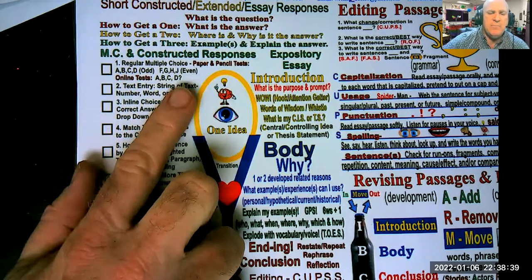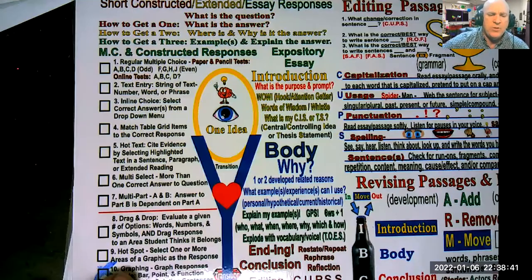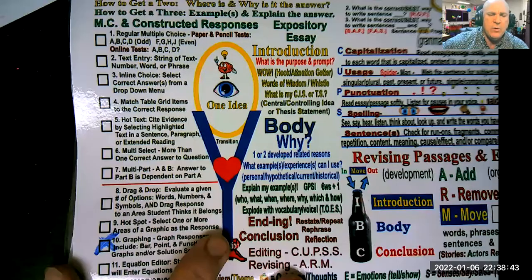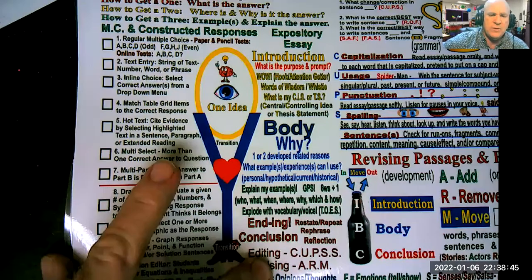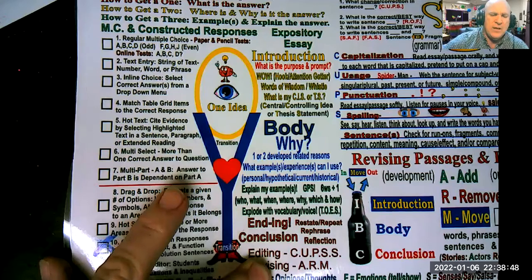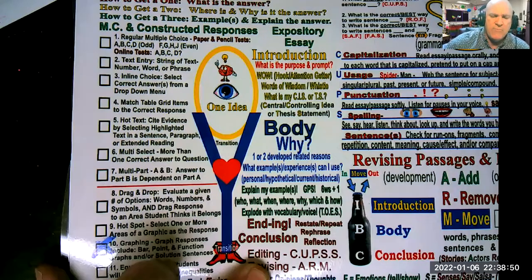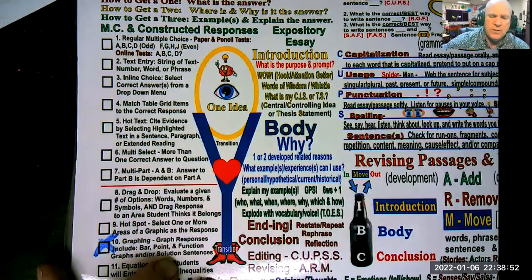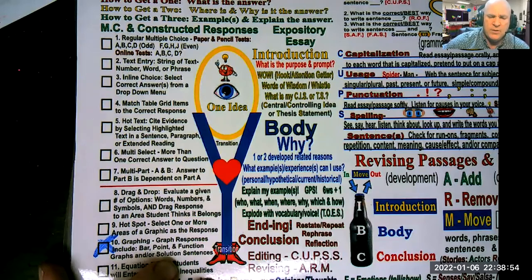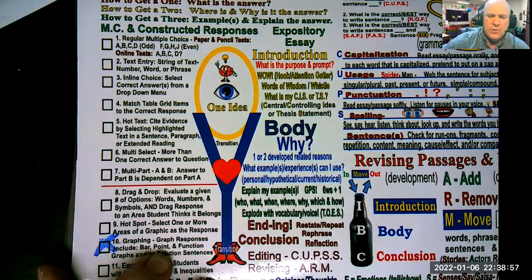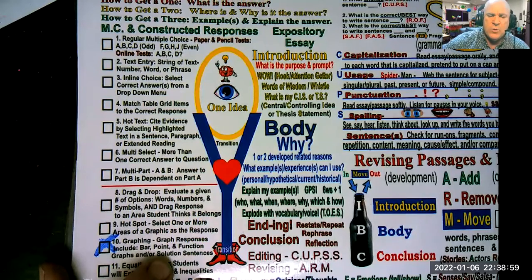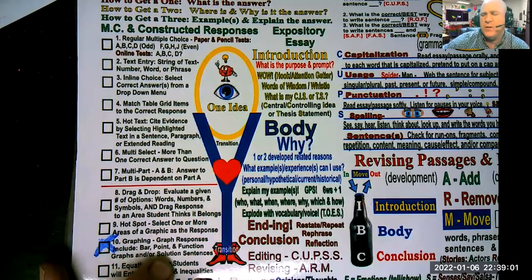Now, because this is a math question we're going to look at, I want you to go past all the reading only constructed responses and look at number 10. It says graph responses, including a bar, a point, a function graph, and or a solution sentence. So we're going to be practicing a bar graph.